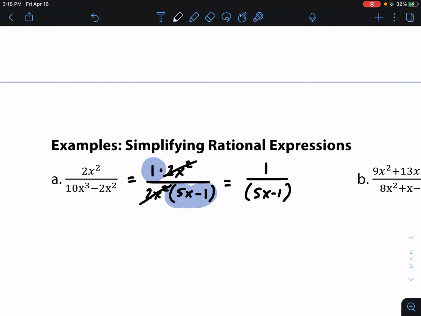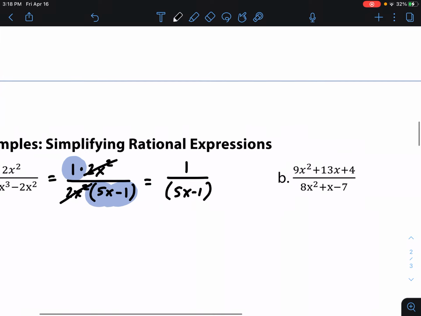Okay, so the whole idea of simplifying is you're just creating an equivalent expression, and it would be a lot easier to work with the simplified expression than it would be to work with the original expression. So if you think about having to plug numbers into this thing, I'd much rather have to plug in x only once than a whole bunch of times like you'd have to in the original expression. All right, let's look at another one.